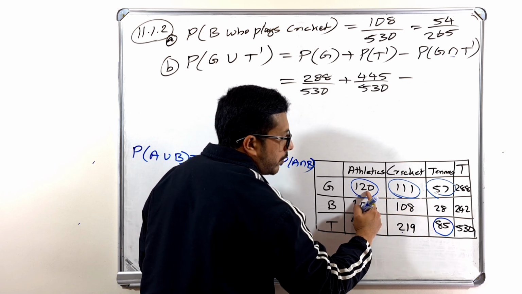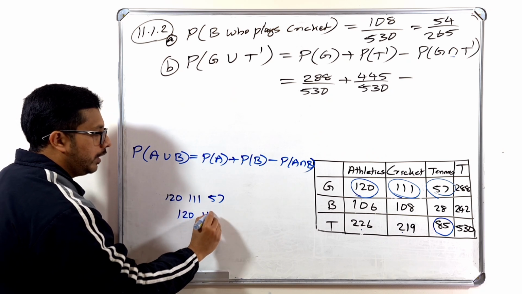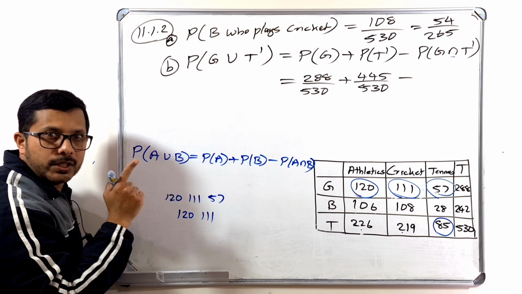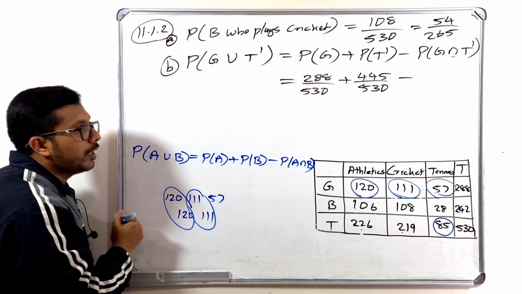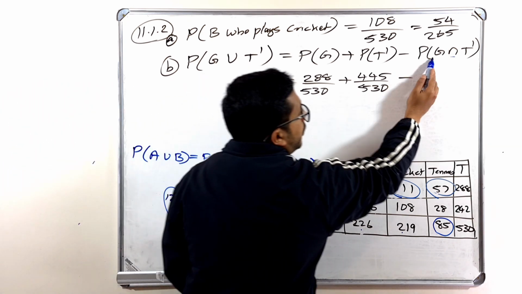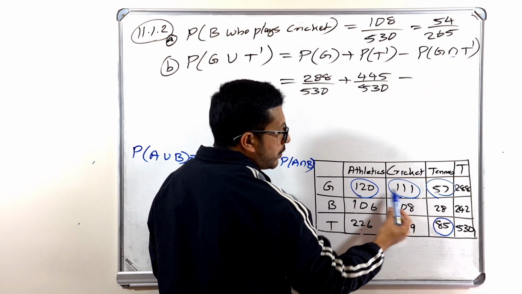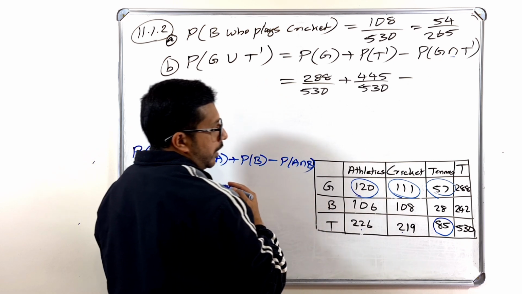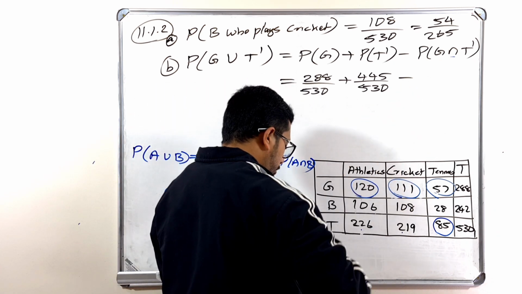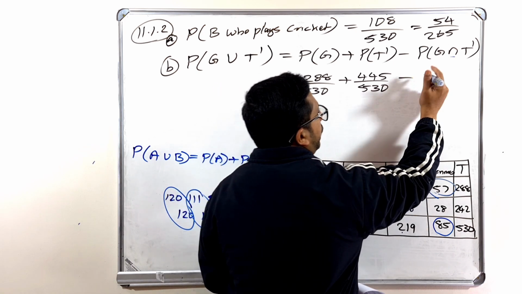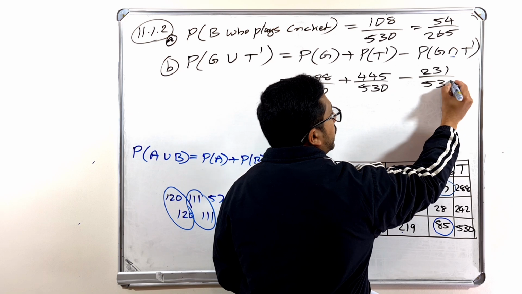So what is this one? 120 plus 111. Which one is common? Intersection means common. This 120 is common, this 111 is common. So probability of G intersection T complement means you have to add this 120 and 111. What is the answer? 231. So it is 231 divided by the total, 530.